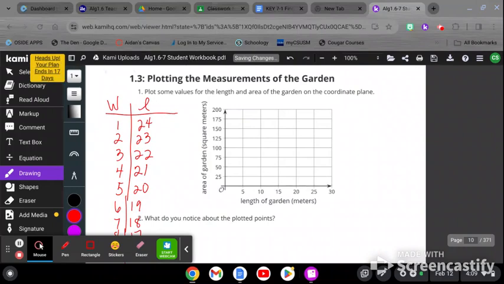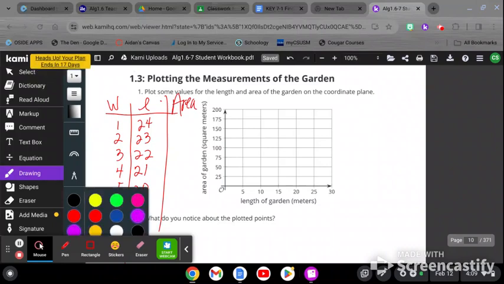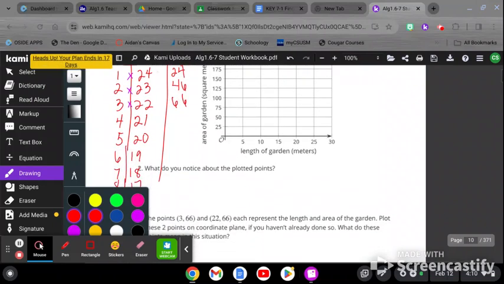But we want to know what creates the largest possible area. And the area would be the length times the width. So multiply these across for me. And with your neighbors, go, okay, which one created the biggest area? 1 by 24. I'm grabbing my little calculator now. 2 by 23. 3 by 22. Keep going multiplying that.